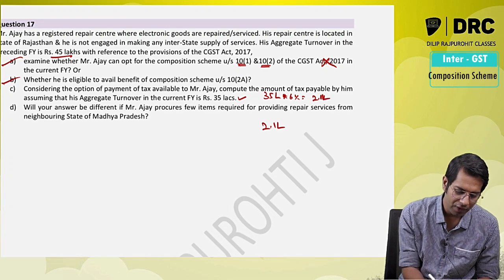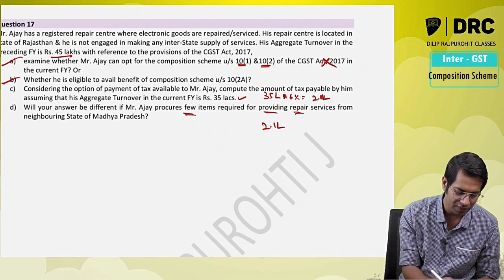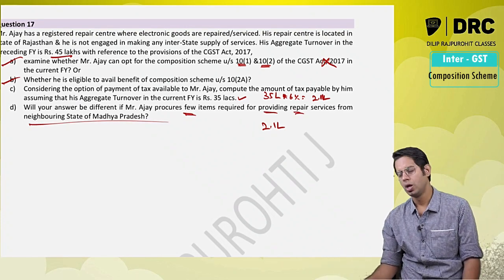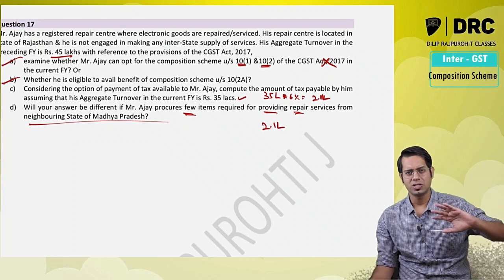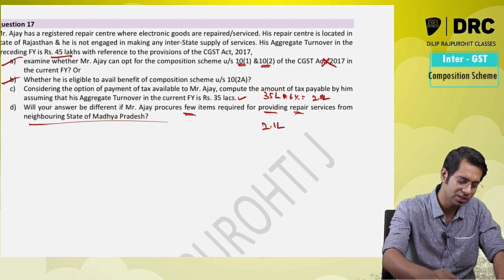Will your answer be different if Mr. Ajay procures items required for repair services from neighboring states? No. Even if you purchase from other states, no issues. You cannot make outward supply to other states. You can make purchases from other states.